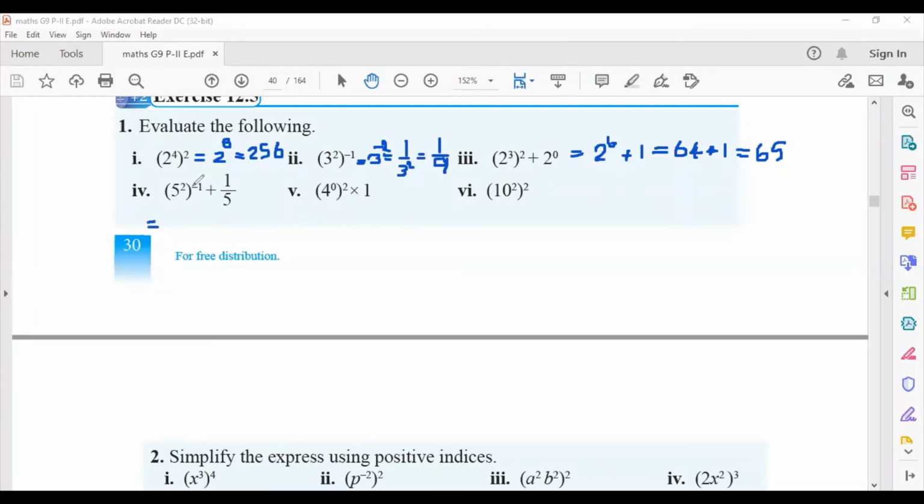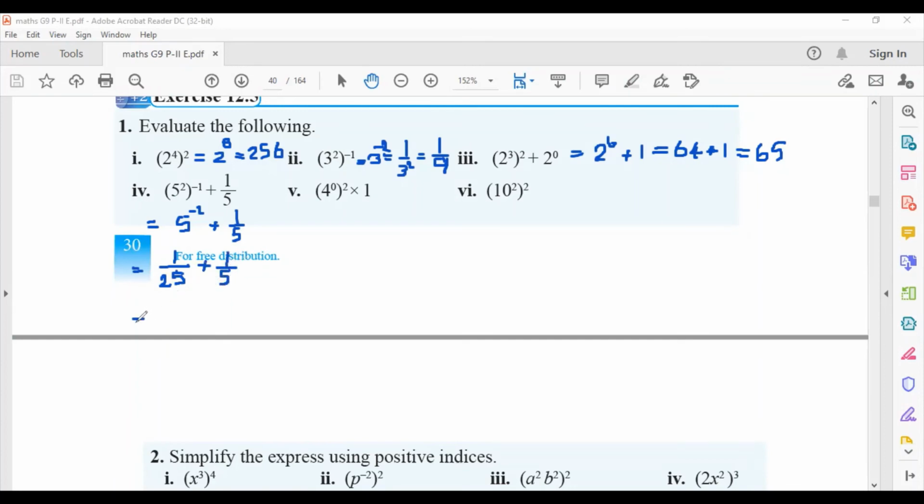Here 5 to the power 2 times negative 1. That means 5 to the power negative 2, right? Addition 1 upon 5. Then it is here 5 to the power negative 2. That should be converted into a positive index, 1 upon 5 to the power 2. 5 to the power 2 is 25. Right? Addition 1 upon 5.